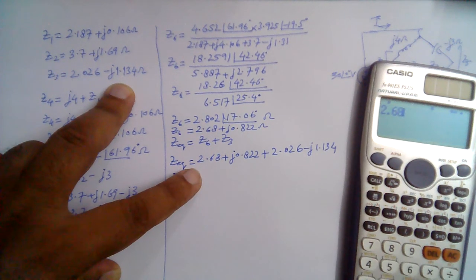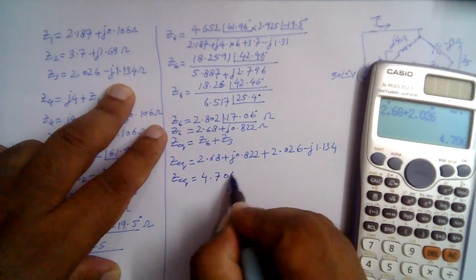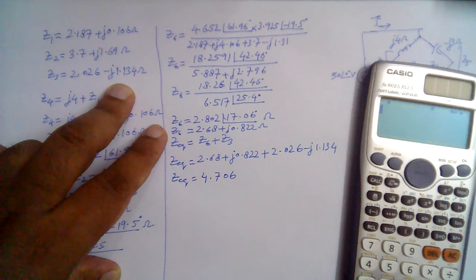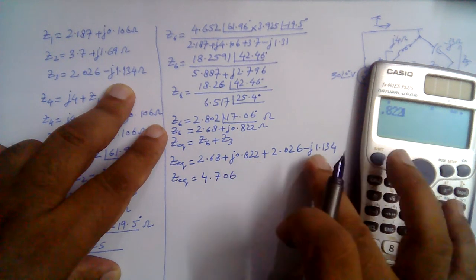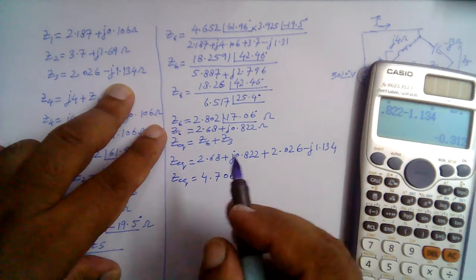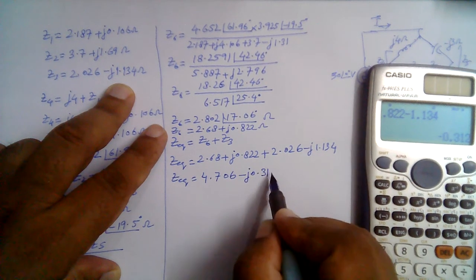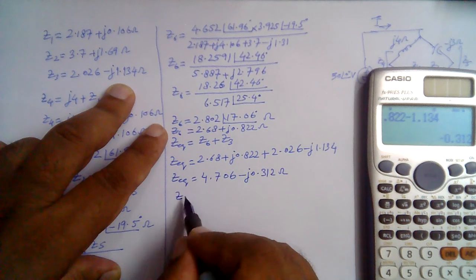So Z equivalent is given by 2.68 plus 2.026, and that is equal to 4.706, and then 0.822 plus minus 1.134, and that is minus j0.312 ohm.